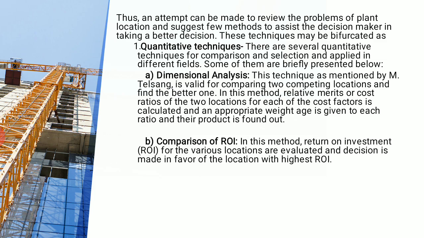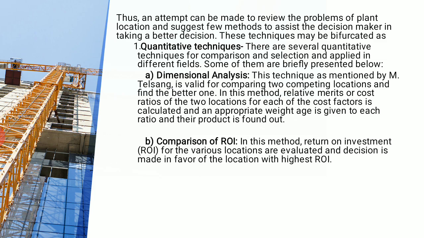Relative merits or cost ratios of two locations for each of the cost factors are calculated, and then an appropriate weightage is given to each ratio and their product is found out. That means we provide a kind of weightage to 1, 2, 3, 4, suppose availability of raw material, availability of transportation facility, availability of labor cost. Like that we calculate all those overheads and we try to give the weightage to A and B.